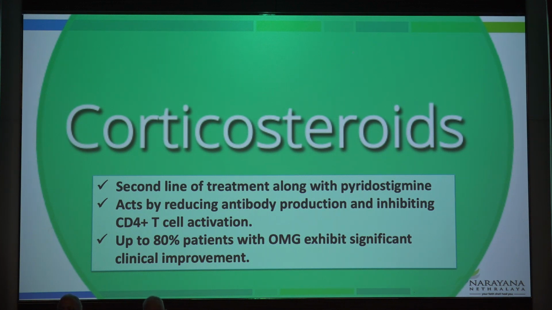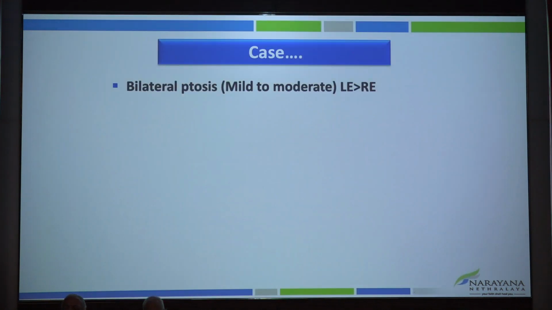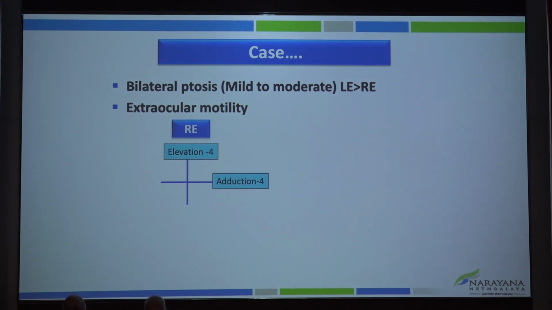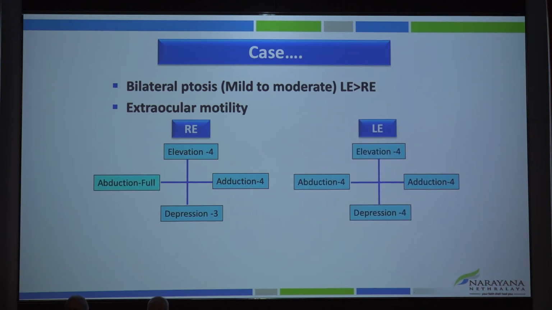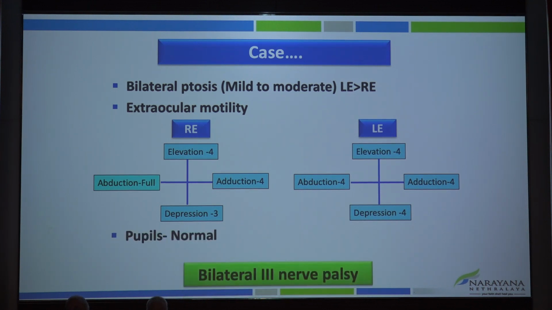So let's look at this particular case. We had a child who presented with bilateral ptosis, left eye more than right eye, with extraocular motility showing limitation of elevation and adduction in the right eye, depression by -3, and abduction was full, like a partial third nerve in the right eye, and left eye complete ophthalmoparesis. Pupils were normal. So you have something like this.